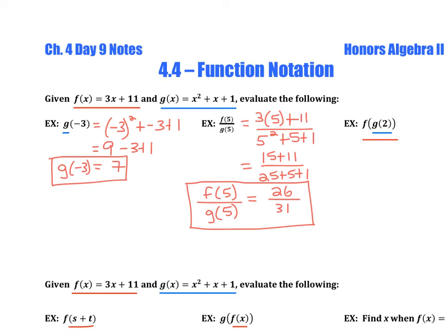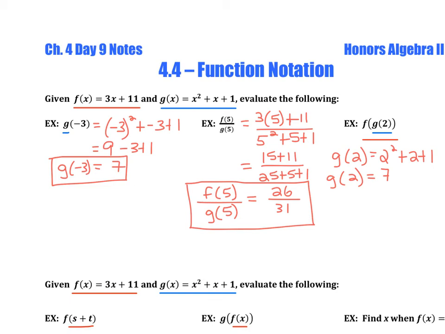Okay, so I usually figure out what g of 2 is equal to first, writing that a little bit separately. You certainly have to evaluate it first, but I even write it out separately. So g of 2 is going to be 2 squared plus 2 plus 1, which will give us 4 plus 2 plus 1, which gives us 7. So I figured out this innermost part right here. g of 2 is equal to 7.